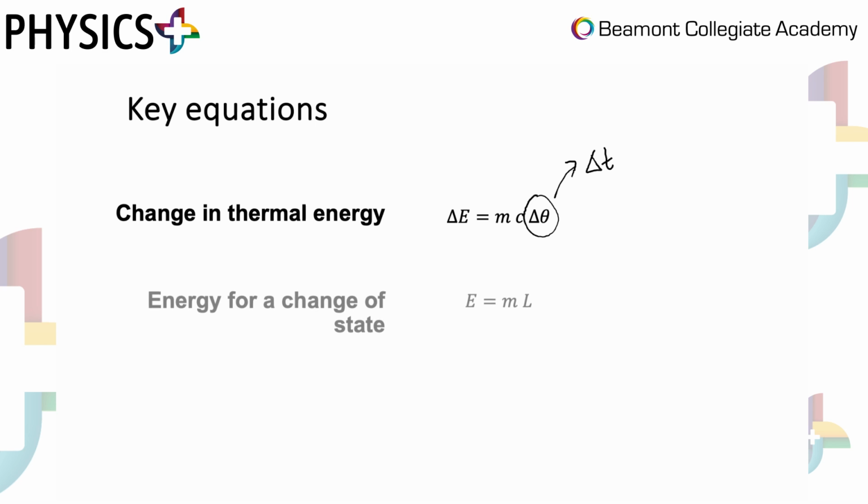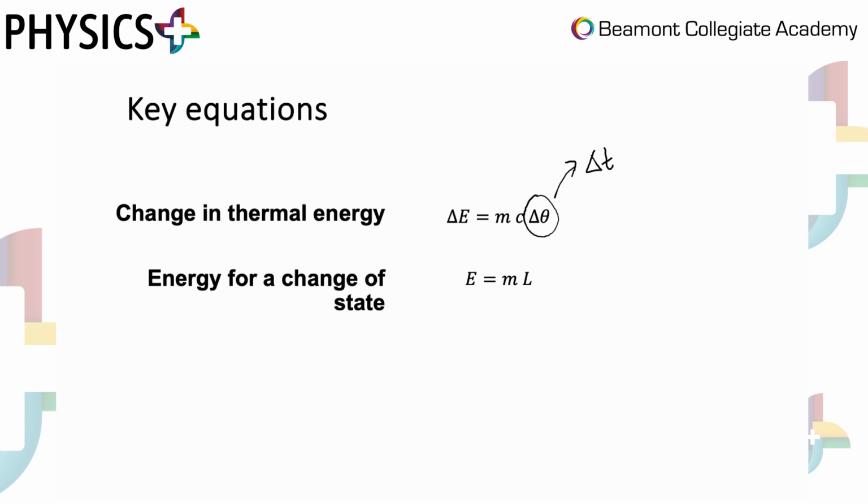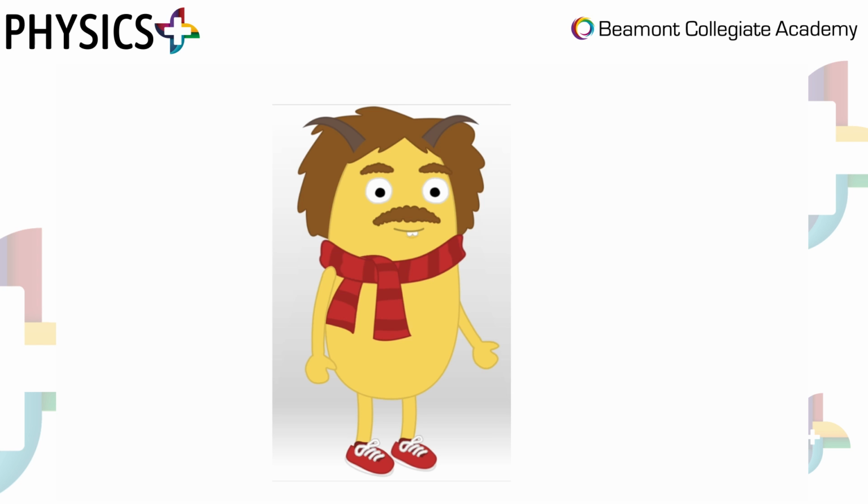Second equation, energy for a change of state: E equals M times L, E for energy, M for mass, L for specific latent heat. Time for a question.